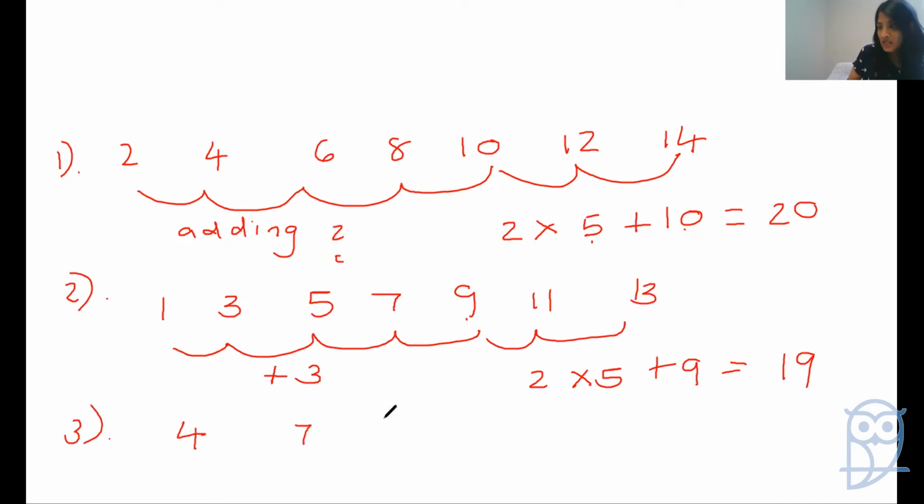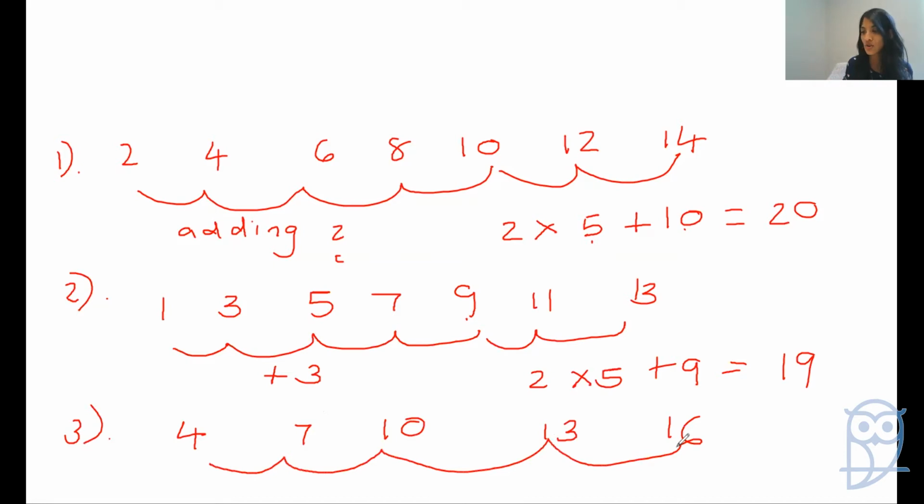Okay, 4, 7, 10, 13, 16. Okay, guys, what is the term-to-term rule here? 4, 7, 10, 13, 16. We are adding 3. Okay, we are adding 3 to each of these. And so what must we say when we want to calculate the 10th term? We say 3 times 5 plus 16. And 3 times 5 is 15, plus 16 will equal 31.